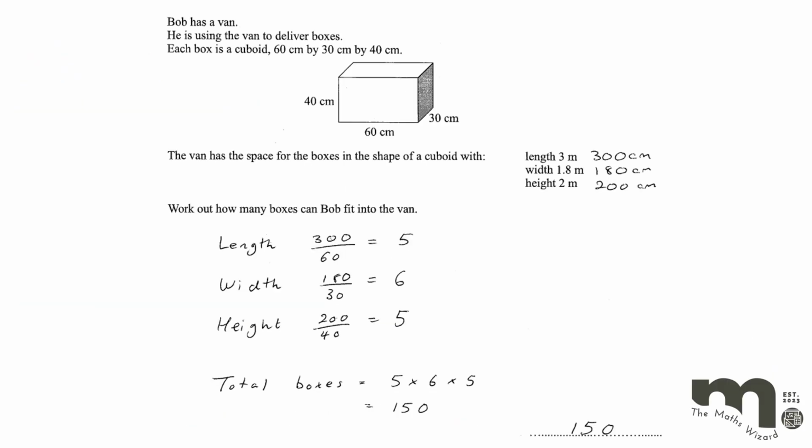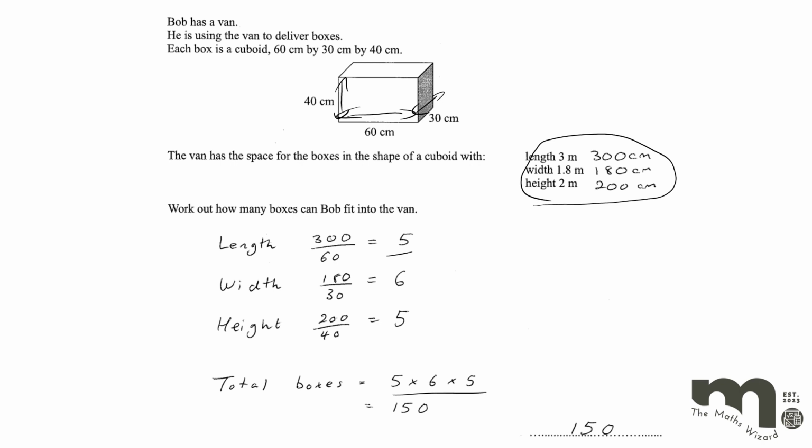Okay, and here is your solution to this question. So what's happened here is we've turned these measurements for the van into centimeters, and we've looked at the length. So 300 divided by 60 will give you 5. So there's 5 that's going to go lengthways. 180 divided by 30 is 6, so you're going to get 6 going that way. 200 divided by 40 is 5, so you're going to get 5 going that way. And you've then got to multiply these 3 numbers together, and that will give you 150 boxes.